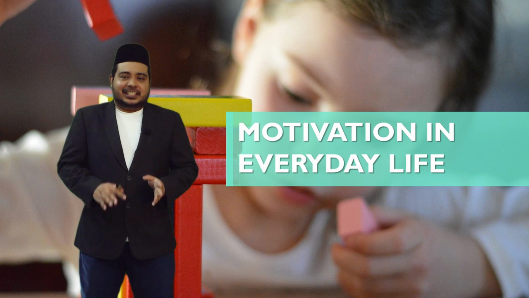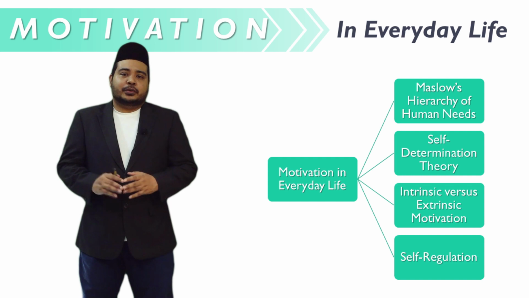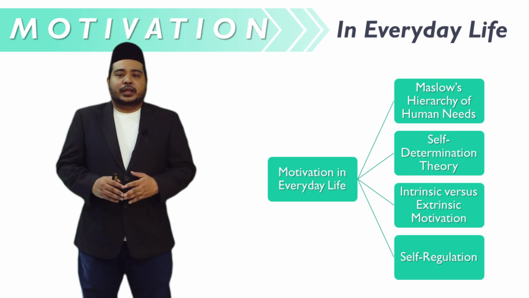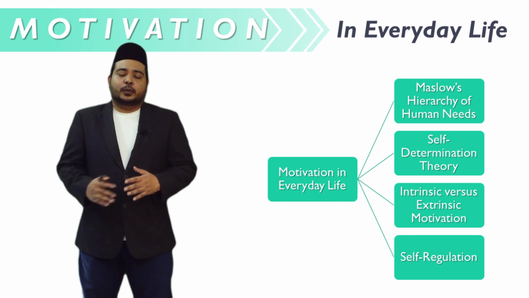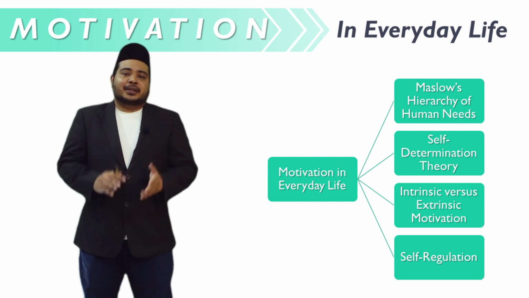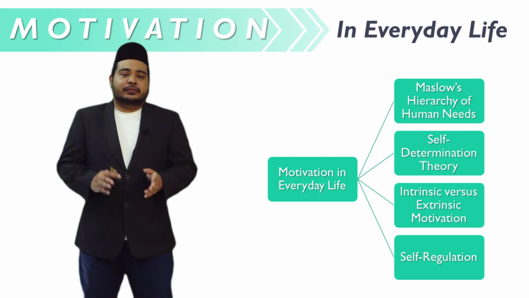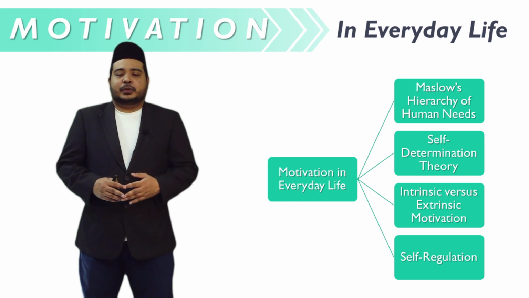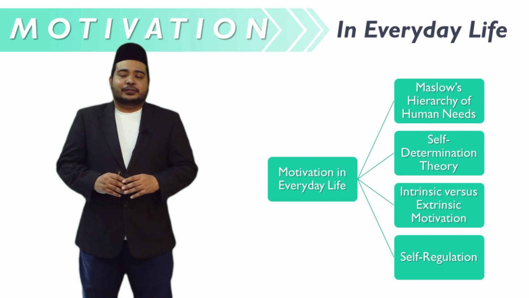Okay, so in this section, we are going to discuss 4 more aspects and theories of motivation in our everyday life. First, we are going to look at one of the most famous theories of motivation, introduced by Abraham Maslow. We are going to discuss Maslow's hierarchy of human needs. After that, we're going to look at self-determination theory, followed by intrinsic and extrinsic motivation. And at the end of this part, we are going to discuss self-regulation.